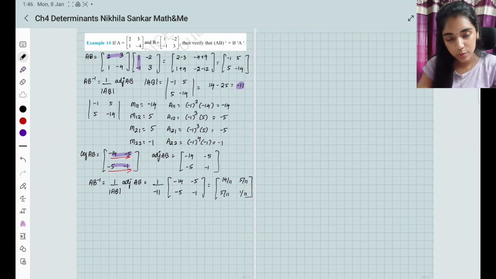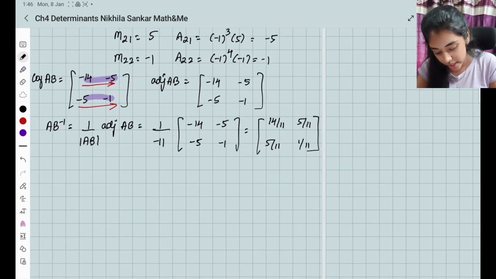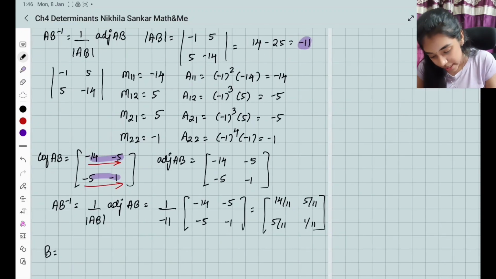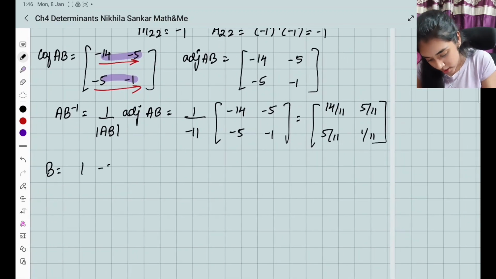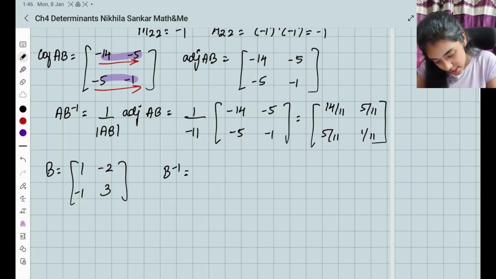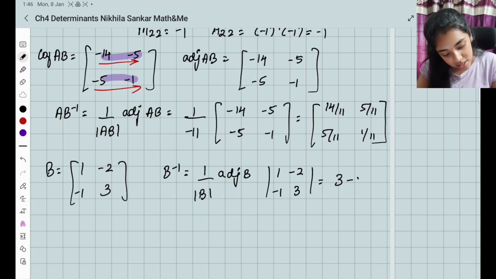Now we have found the LHS. Can we find the RHS? I need to find B inverse and A inverse. Okay? So first, what is B? B is going to be 1, minus 2, minus 1, 3. Now B inverse equals 1 by determinant of B times adjoint B. Now what is the determinant of B? It's going to be 3 minus 2 ones are 2, which is going to be 1. So the determinant of B is 1.